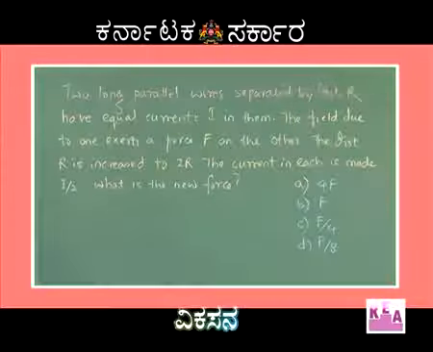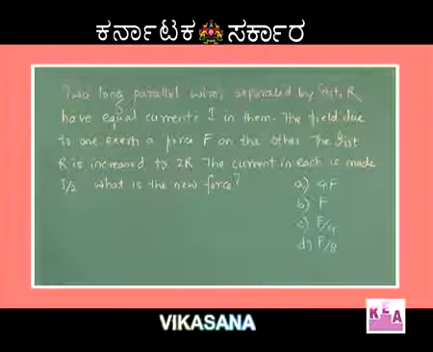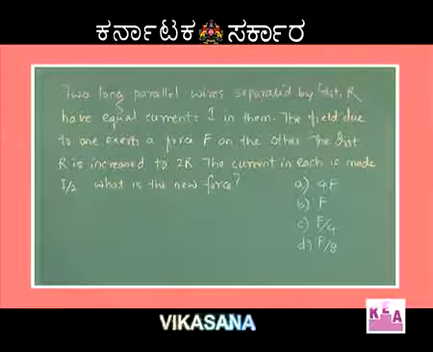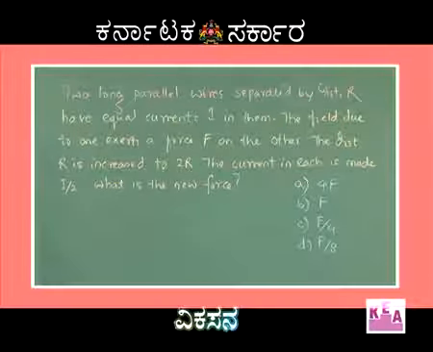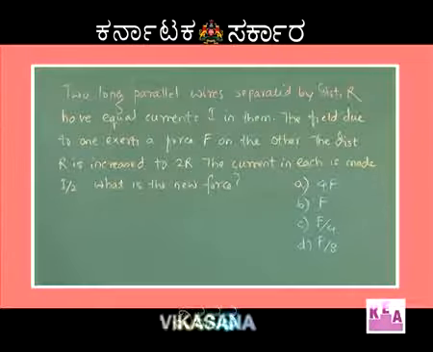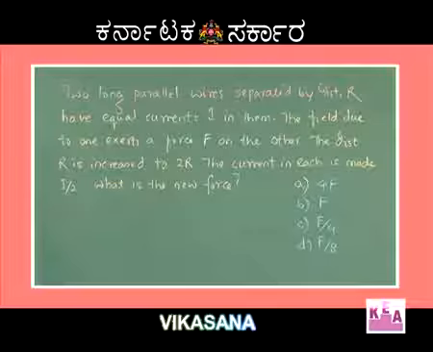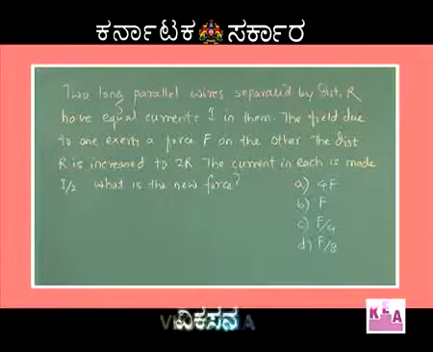Okay, so let us read the problem and see what the situation is. Two long parallel wires separated by a distance r have equal currents I in them. The field due to one exerts a force F on the other. The distance r is increased to 2r. The current in each is made I by 2. What is the new force?